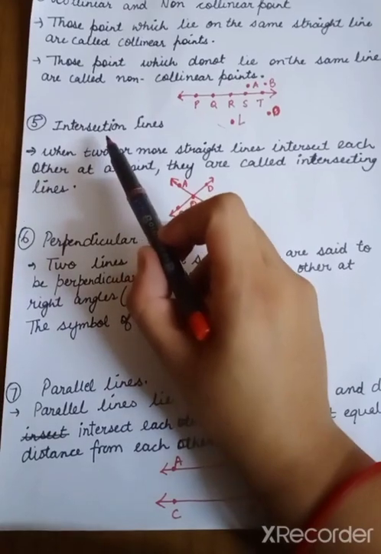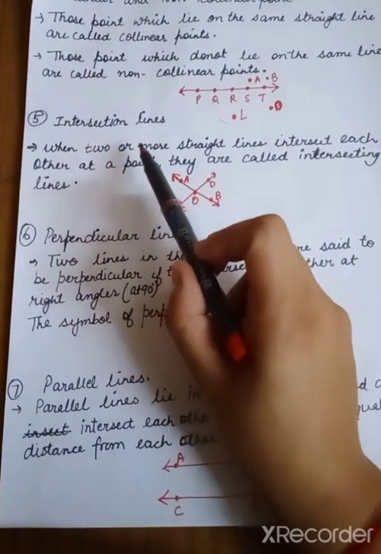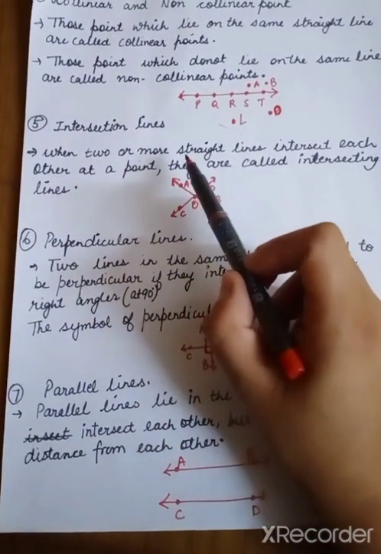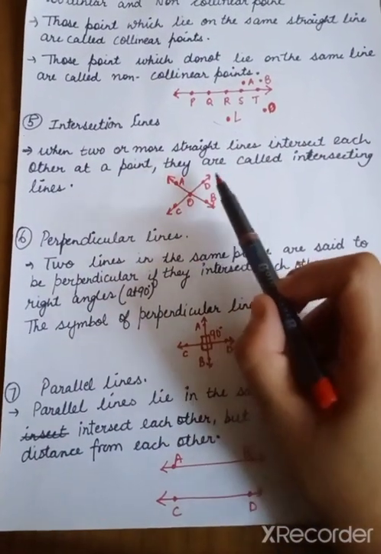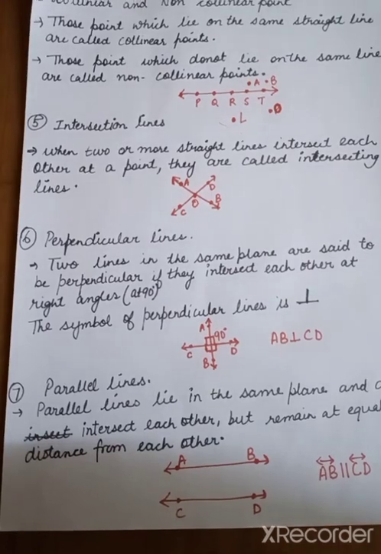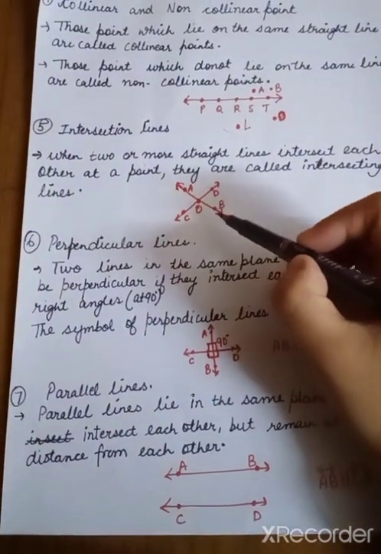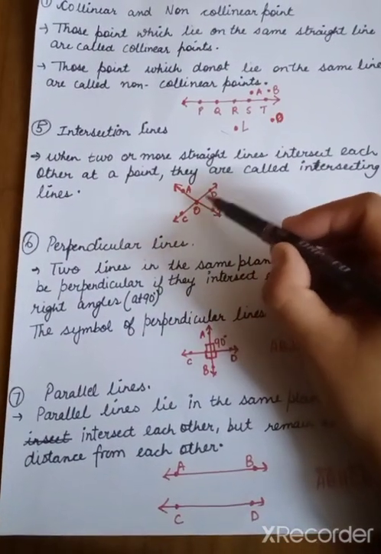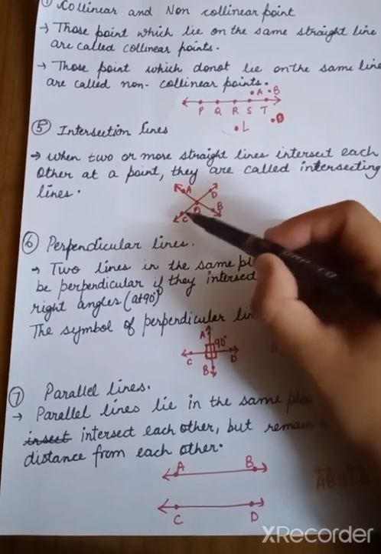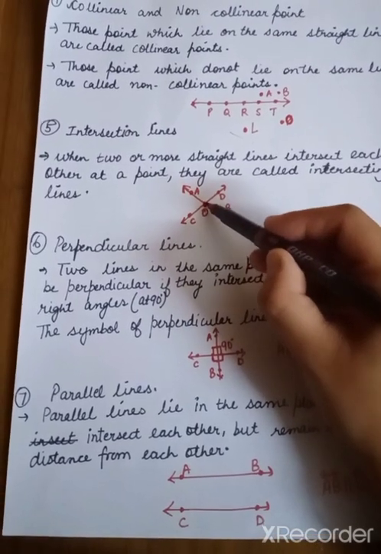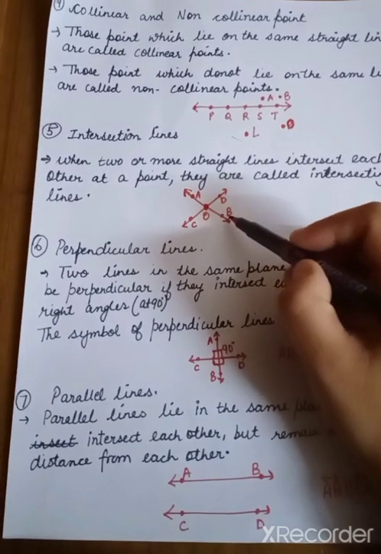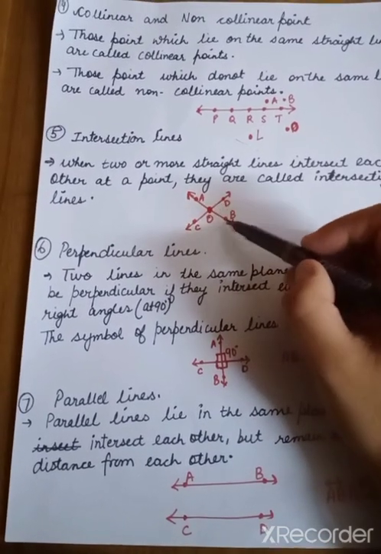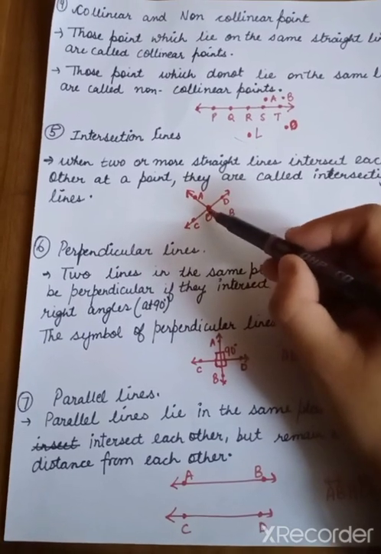Now, intersecting lines. What are intersecting lines? When two or more straight lines intersect each other at a point, they are called intersecting lines. In this diagram, line AB and line CD are meeting at one point. That point is known as O. So these lines are known as intersecting lines. We can say AB is intersecting CD at point O.